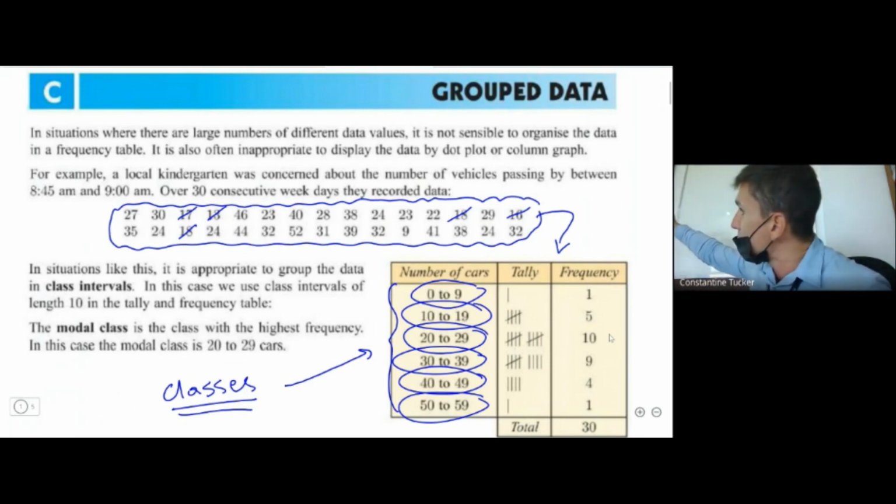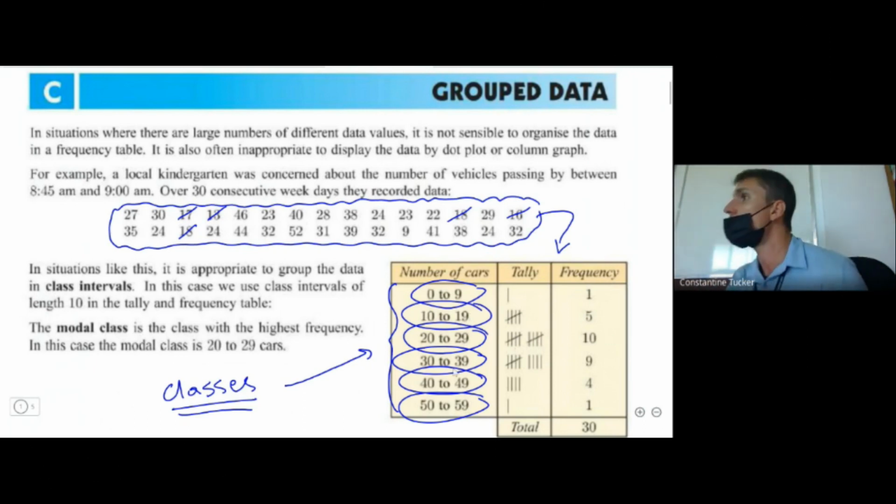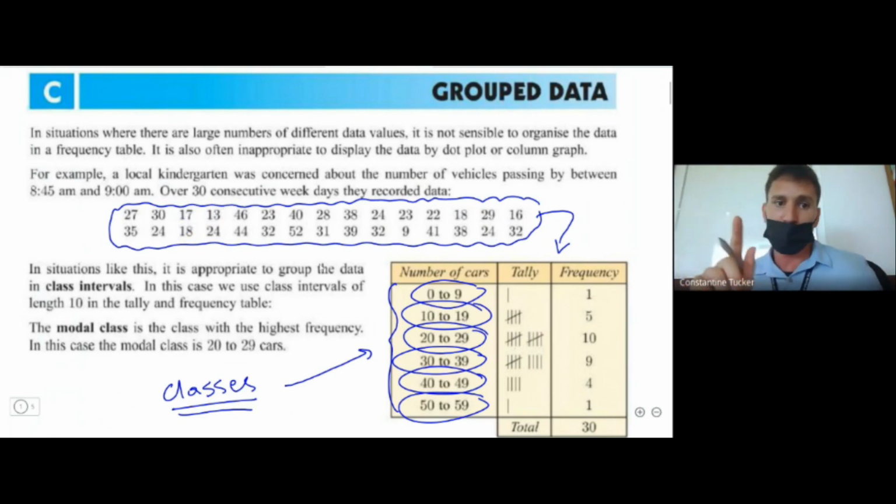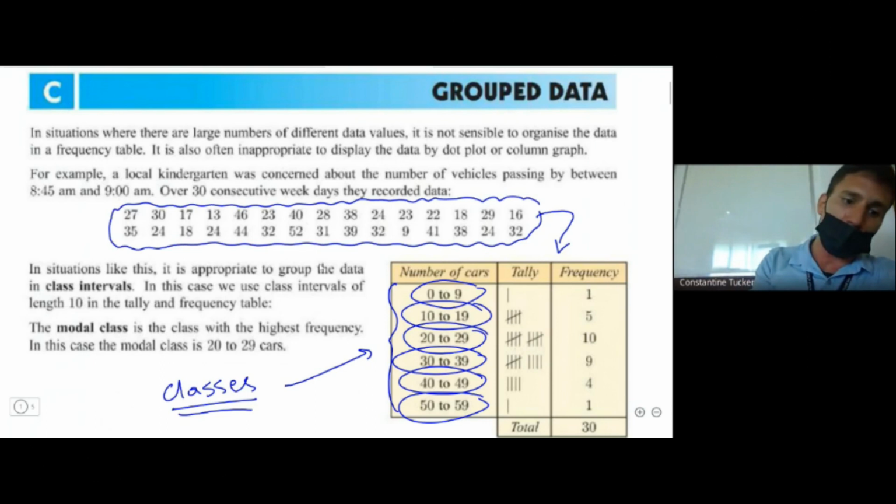The things on the left we call classes. Who came up with this name? I have no idea why they're called classes. But basically, they're called classes, or they're called class intervals. So you've got two names for these, classes or class intervals.